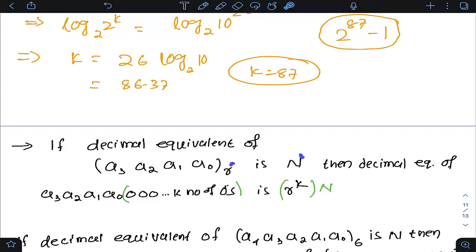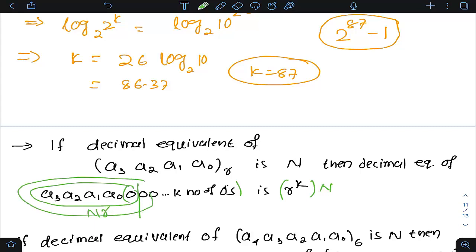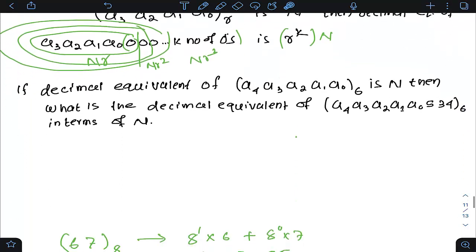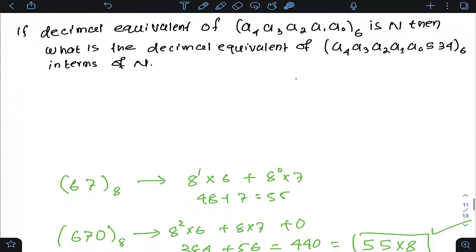So the original number is n, then addition of each 0 will multiply by R. If I'm having only one 0, and I'm asking what is the decimal equivalent of only this much, it is n into R. If I ask you up to this much, it will be multiplied by one more R, so n into R square. If I'm taking 3 0, it is n into R cube. So if you have k number of 0, then n into R power k. So this is the concept. Using this, let us try to solve this beautiful problem.